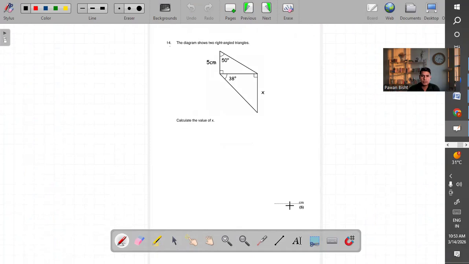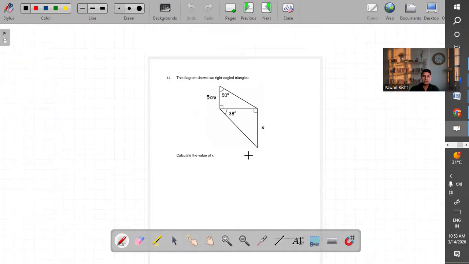Last question for today's worksheet is this one. The diagram shows two right angle triangles here, right? You have to work out the angle x, this one. So whenever we have this type of question, we have to apply the trigonometric ratio 2 times, right? So first we find this one. I'm talking about the top right angle triangle. So this will be opposite and this will be adjacent.